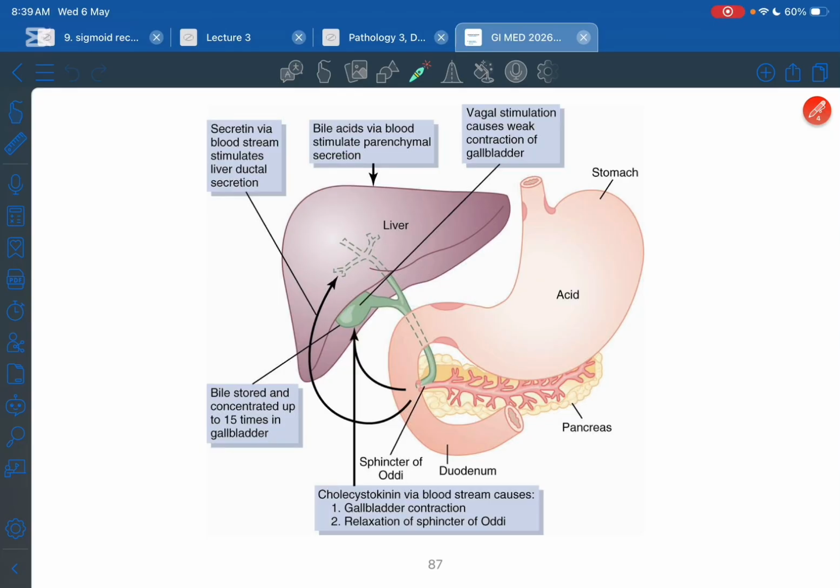Now what happens if we lose the terminal ileum? We already discussed what happens if we lose the terminal ileum in terms of the effect on intrinsic factor and B12 absorption. The same story, bile salts will not be reabsorbed. So we lose bile salts in the stool, in the feces. So what happens if we lose that?